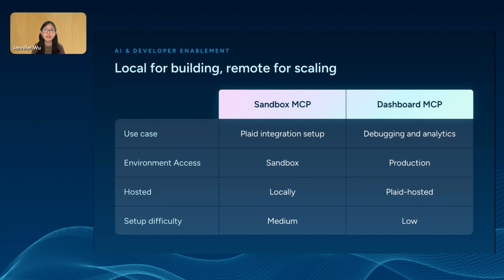Today, we offer two different flavors of MCP servers. The first is our Sandbox MCP. Our Sandbox MCP is a local server that's designed for integrating with Plaid. It connects only to Plaid's Sandbox environment so that you can integrate, test, and prototype with Plaid. The second is our Dashboard MCP that allows you to connect AI models directly with the information that you would typically access in the Plaid dashboard, like link conversion and debugging data. We'll be showcasing both of these MCP servers in the upcoming demos.